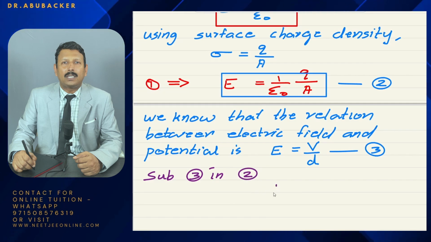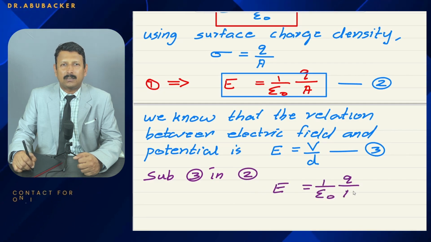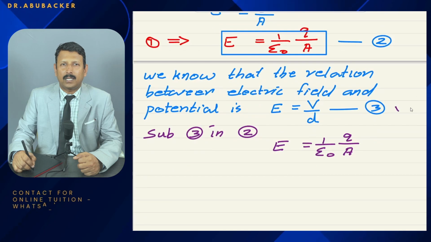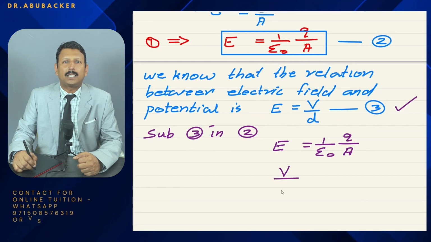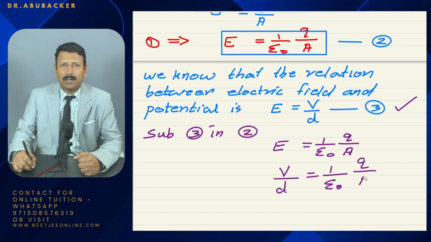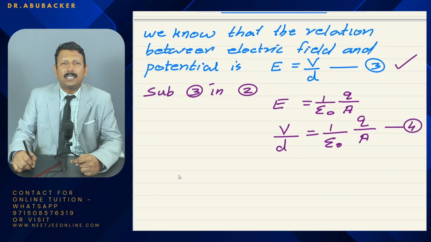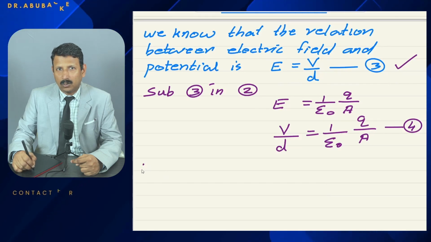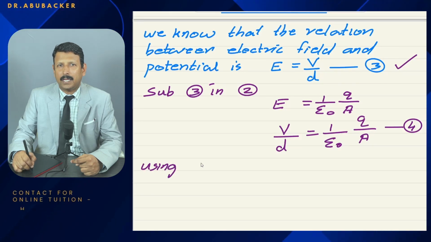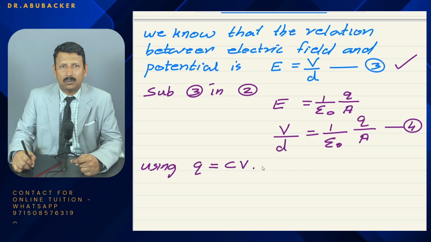Can you look into equation number 1 and 3? In both equations the LHS is the same, so we are going to equate the RHS. So the expression is E is equal to 1 by epsilon 0 times Q by A. In the place of E, we are going to substitute this equation number 3. So V by D is equal to 1 by epsilon 0 times Q by A. Very easily you can link these two.